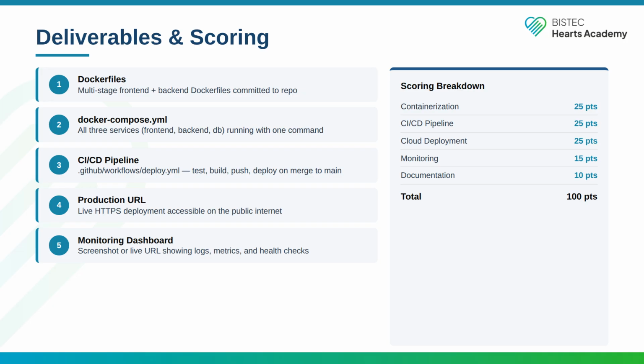is worth 20 points. A live production URL where the application is accessible over HTTPS is worth 25 points. This is the highest weighted deliverable because it requires everything else to be working. Finally, a monitoring dashboard or screenshot showing logs and health check status is worth 15 points. Passing score is 75 out of 100. The rubric is in Challenge on DMND. Read it before you start, so you know exactly what each deliverable requires.